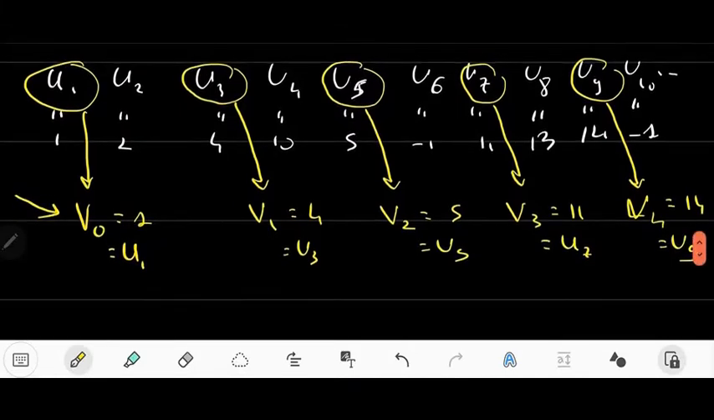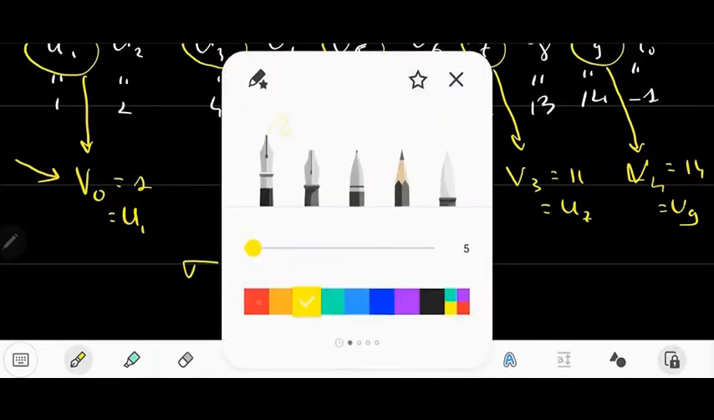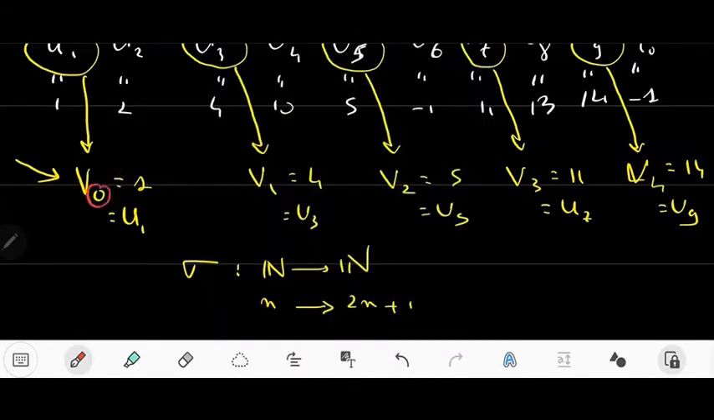So to write it more mathematically, I will define a mapping sigma that goes from N to N. So it's a function that goes from N to N, and that corresponds to each n, for example in this case, the number 2n plus 1. It means that for the index 0 of V0, the image will be 1. So if you want to know what V0 is, all you need to do is to calculate 2n plus 1, which will be 1, so V0 will be equal to U1.